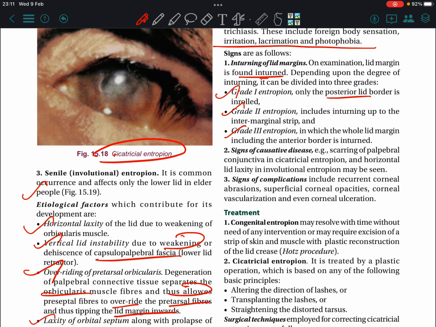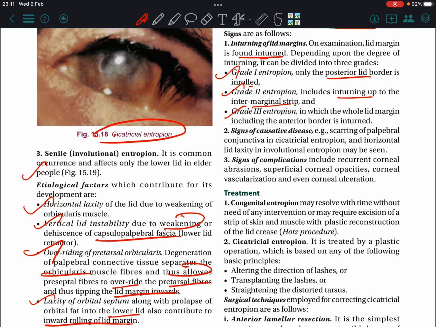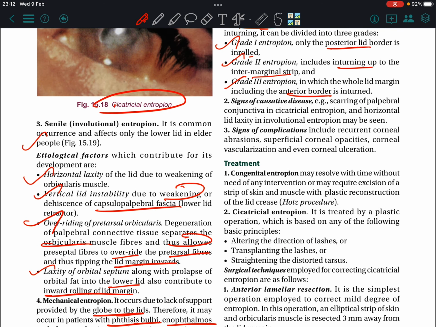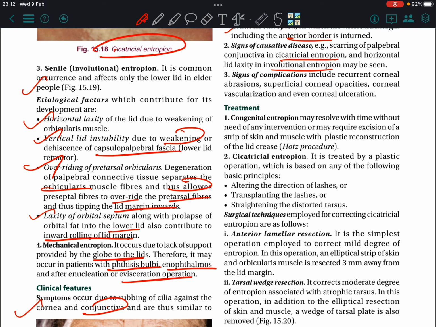Grade 1: only the posterior lid border is rolled in. Grade 2 includes inturning up to the intermarginal strip. Grade 3: the whole lid margin including the anterior border is turned in. Signs of causative disease: scarring of palpebral conjunctiva and cicatricial entropion, horizontal lid laxity in involutional entropion. Signs of complications may include recurrent corneal abrasion, superficial corneal opacity, corneal vascularization, even corneal ulceration.